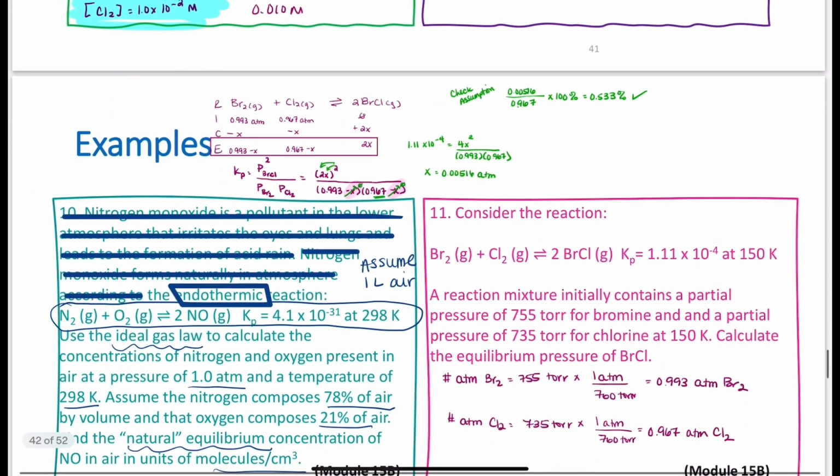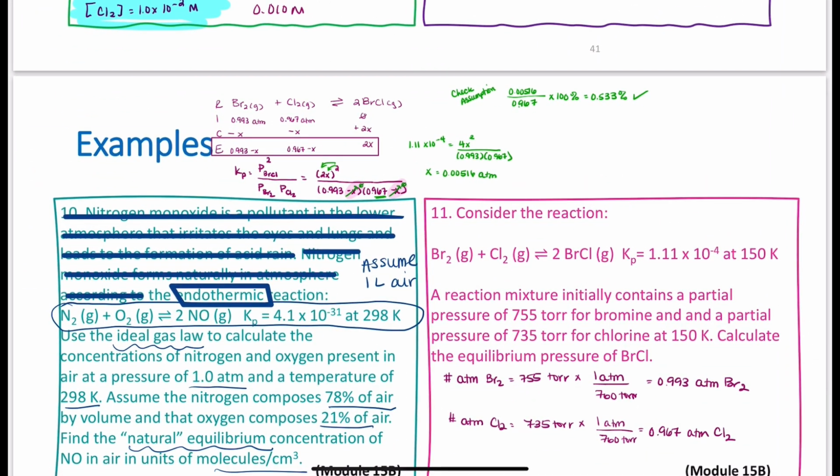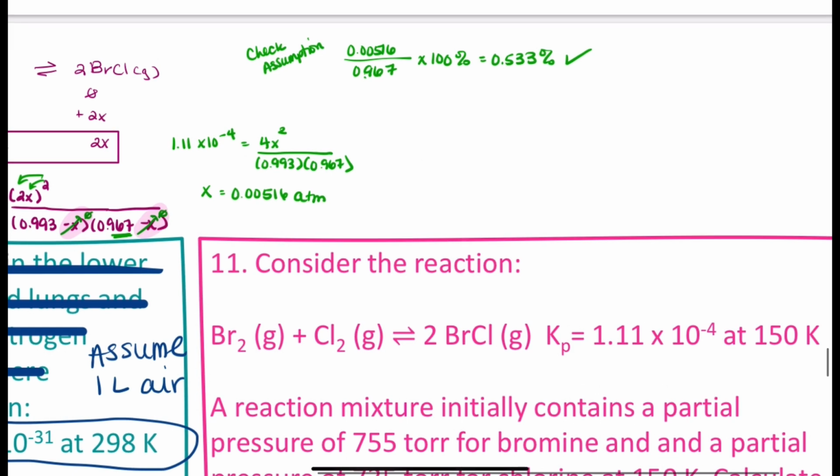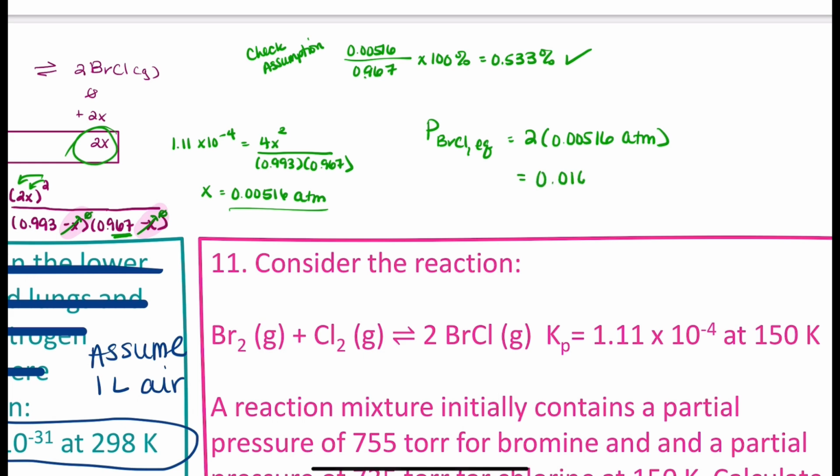But I still haven't answered the question because now I forgot what I'm doing again. Okay, calculate the equilibrium pressure of BrCl. Okay, my equilibrium is 2x. I just found x, which means I can find the equilibrium pressure. My pressure of BrCl at equilibrium is equal to 2 times 0.00516 atmospheres, which is 0.0103 atmosphere. And it doesn't say you have to, but if it did ask, that'd be the same as 7.844.